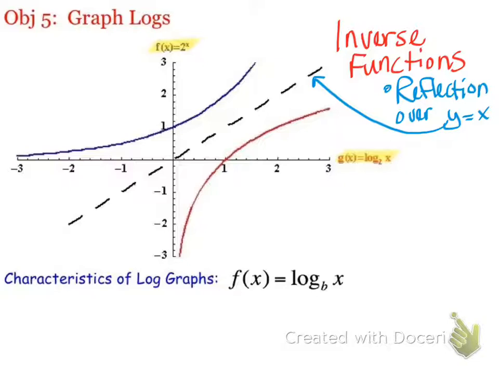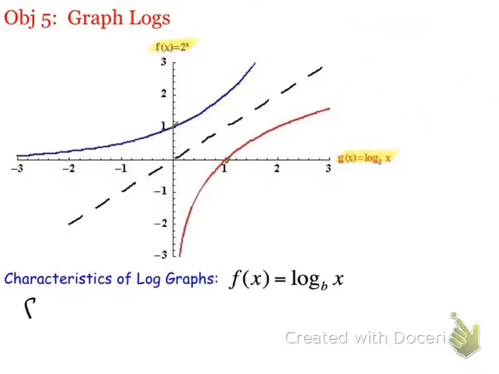So notice the point (0, 1) on the 2 to the x function. That point is now down at (1, 0). It simply switched positions with x's and y's. And that works for every point on this graph.